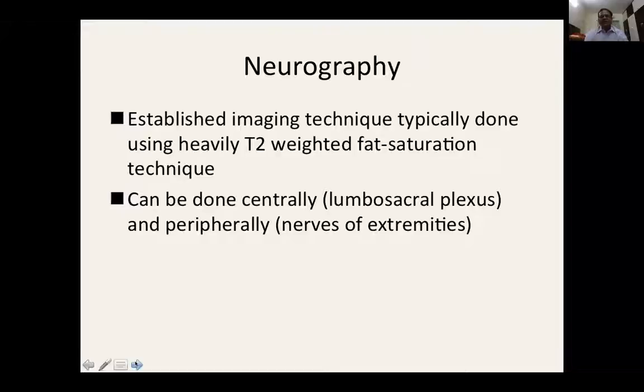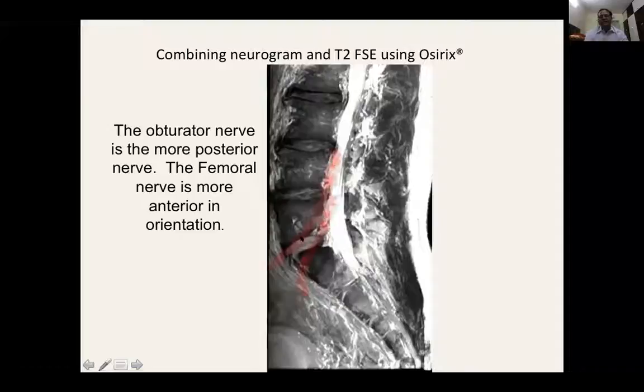Now, one can do a neurography like this, and decide preoperatively where the lumbar plexus is and which is the entry point. So this instrument can be used with navigation to decide the entry point, so that I have fewer chances of femoral nerve damage during the procedure. And this is a neurography where I'm getting the femoral nerve here, and have an entry point anterior to the femoral nerve.